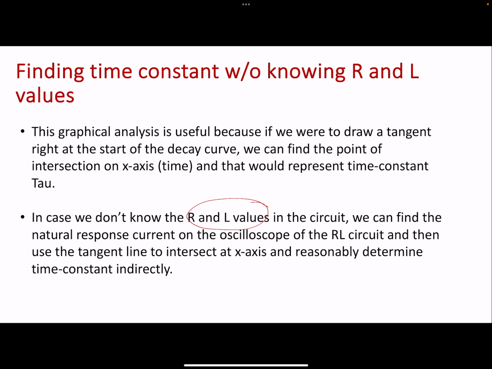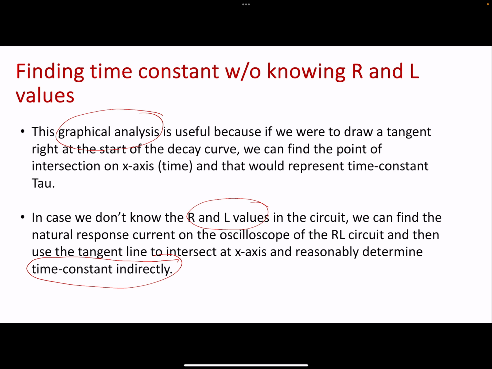So in case we don't know the R and L values in the circuit, we can find the natural response current on the oscilloscope of the RL circuit and then use a tangent line to intersect the x-axis and reasonably determine the time constant indirectly. So this is how we can indirectly determine the time constant using a graphical method. This is why this time constant is very important. Okay, so this is pretty much it for this lecture.